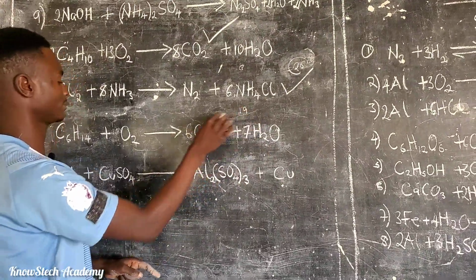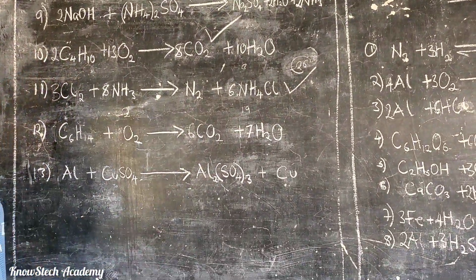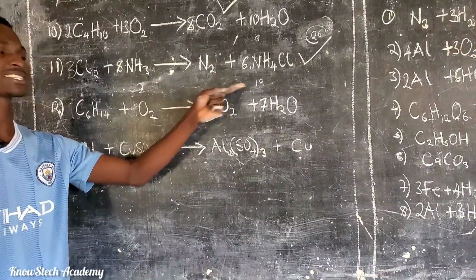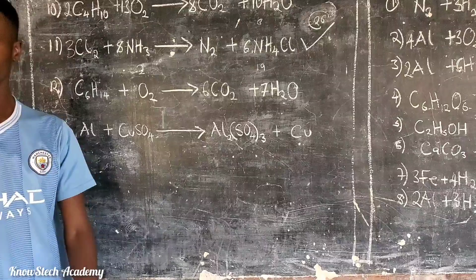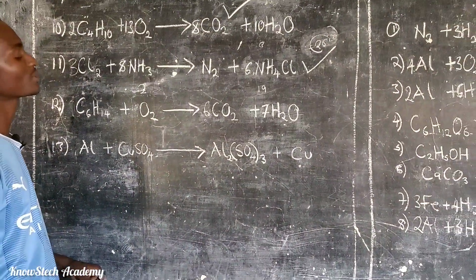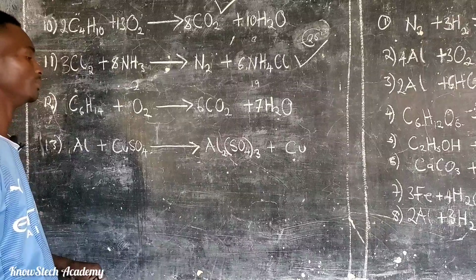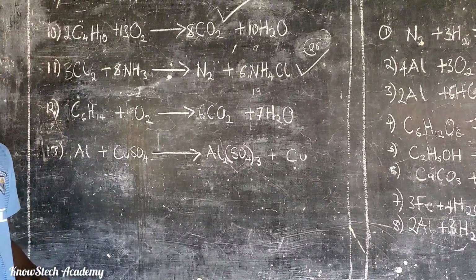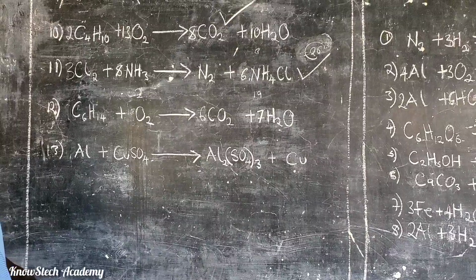19. Do you have a number which, when multiplied by 2, would give us 19? No. There is no such number. So what are we going to do?